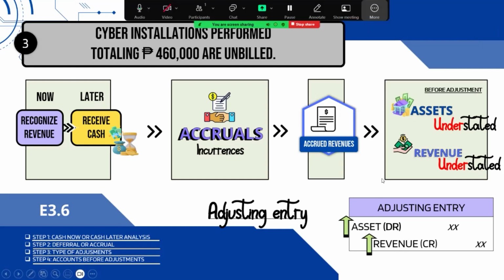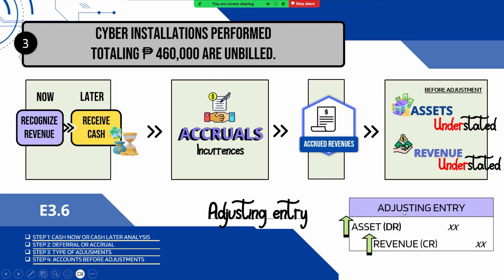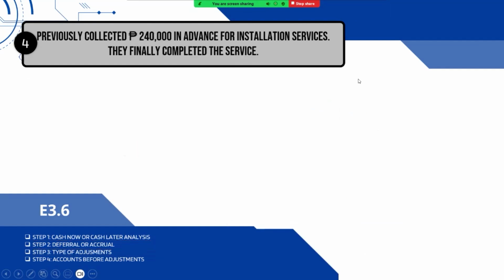So that's something that we'll definitely be doing in terms of our adjusting entry. And specifically for this, that would be debit AR of 460,000, credit service revenue of 460,000. Number 4 is that we previously collected 240,000 cash advance for installation services. And then we finally completed the service.